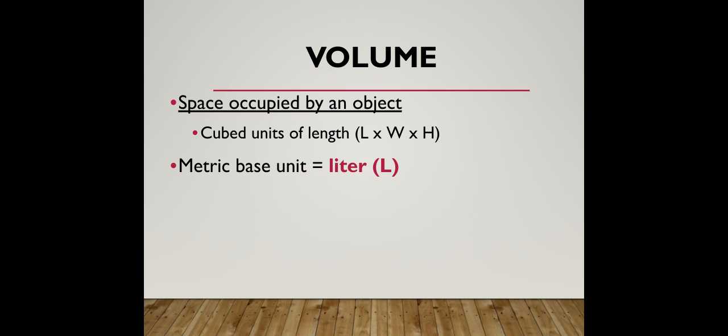Next is volume. Volume is the amount of space that an object has or takes up. And we measure that in a cubic unit because it is a measurement of length times width times height. And the base unit for this is 1 liter.